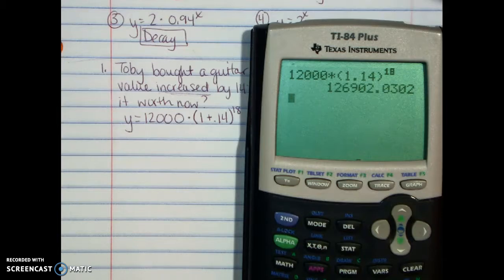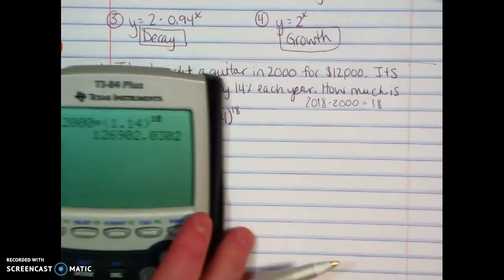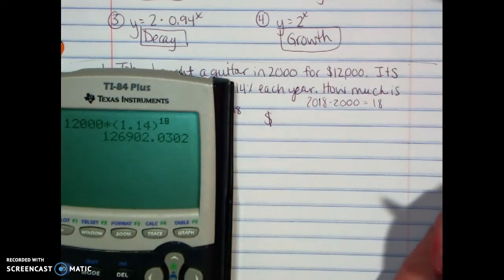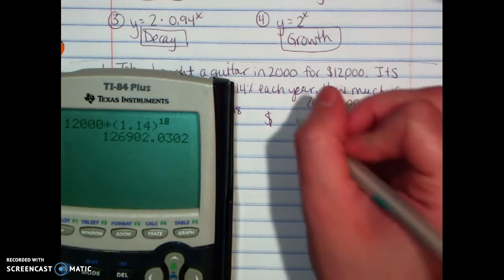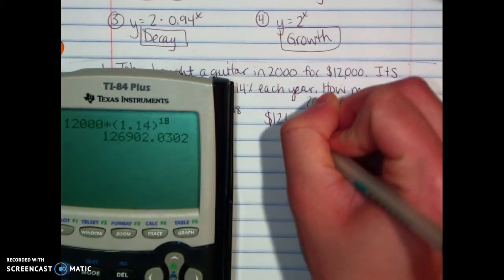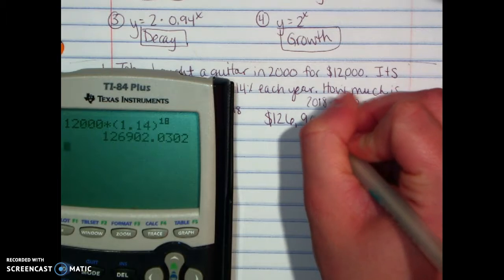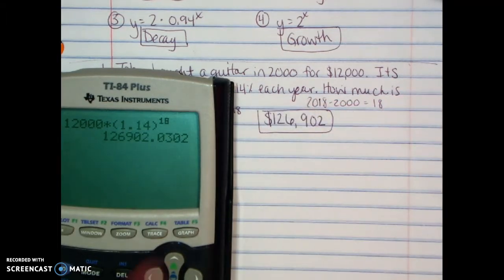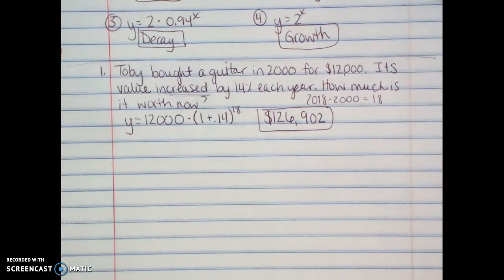Okay, so on these you will get decimals, and ahead of time I'll tell you what to round to. On this one we're going to round to the nearest whole number. So this would be, and I'm not going to have you write a sentence for these, you can just write the answer with a unit. So it would be 126,902. That's a pretty good investment for a guitar to be worth that much money.